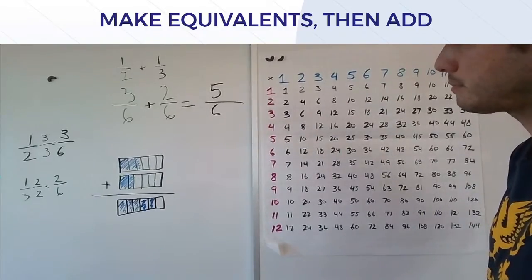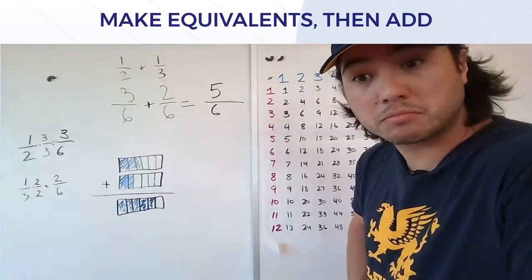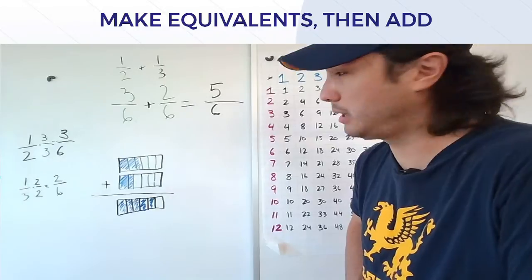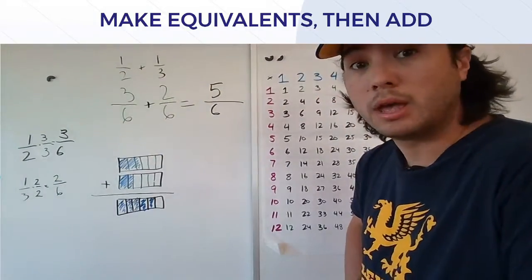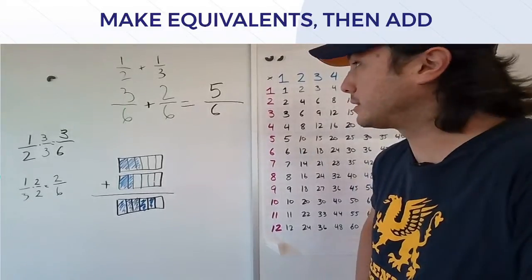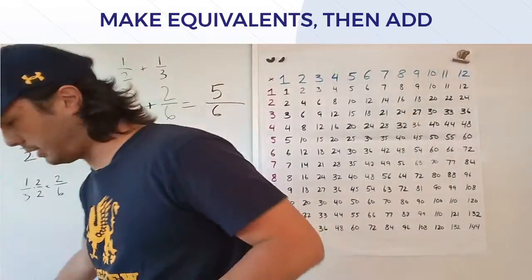Okay? If it seems like a lot of steps, it is. You're not alone in thinking that there's a lot of steps here, and that's okay. But remembering what it says above, make equivalents first, then add them. Okay, let's try one more before we go to the digital whiteboard.